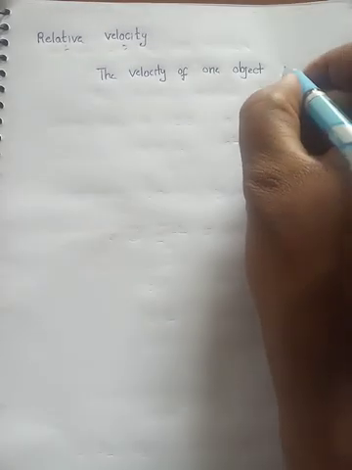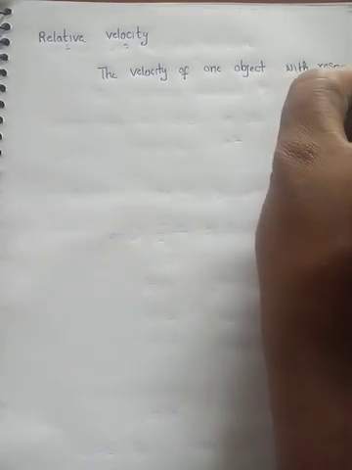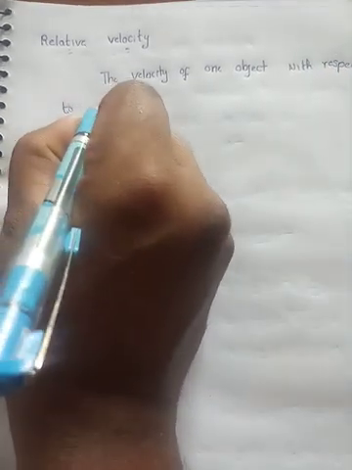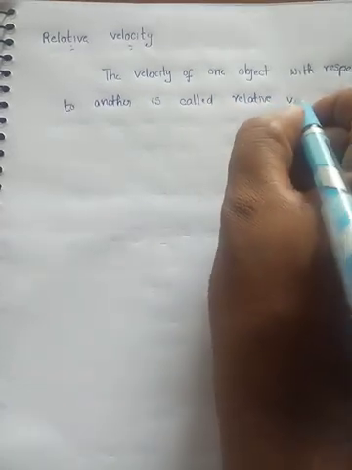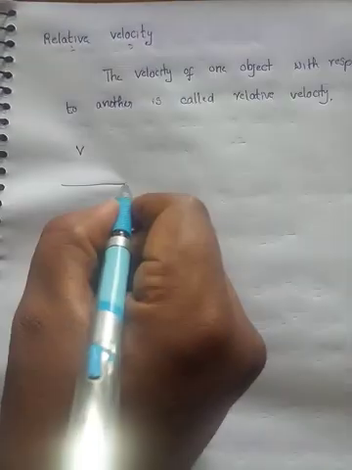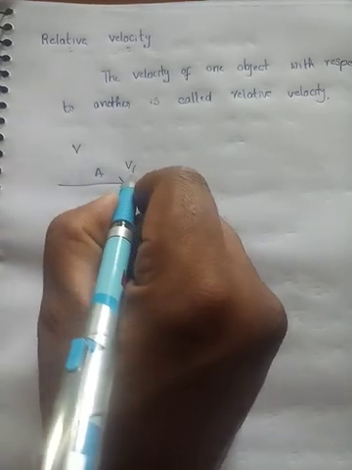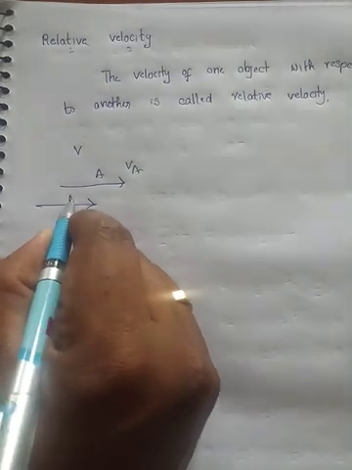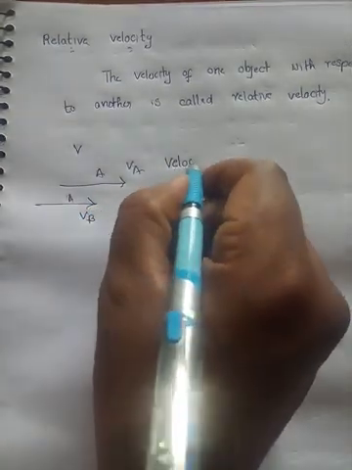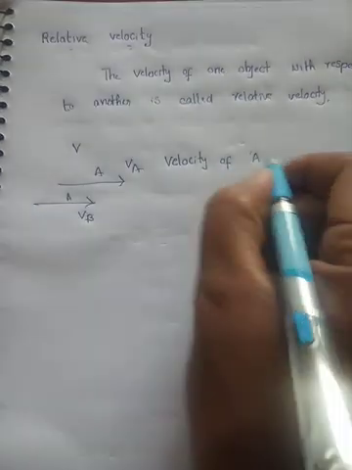So, we can define relative velocity as the velocity of one object with respect to another. That is called relative velocity. Let us take an example where A is moving with velocity VA and B is moving with some velocity VB. Now I want the velocity of A with respect to B.